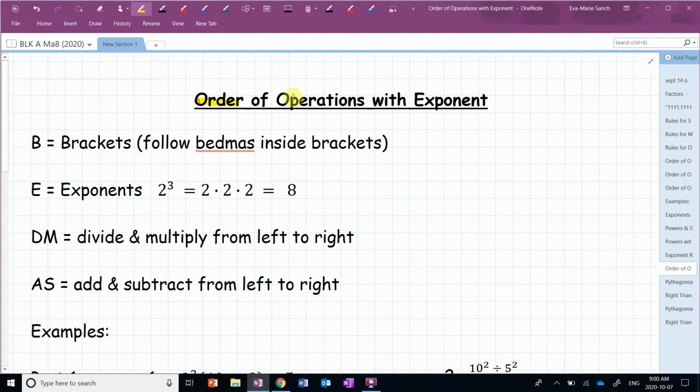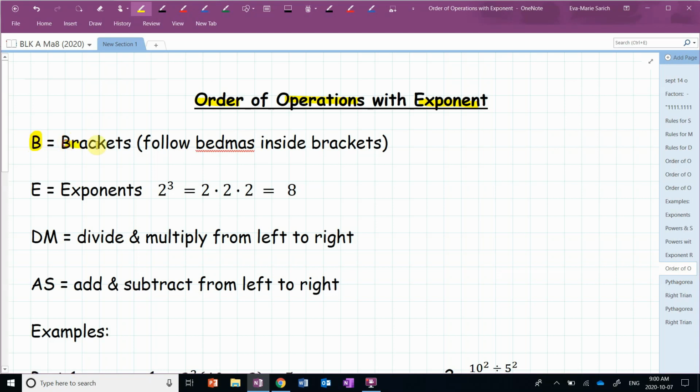Today we're on order of operations with exponents. We've done quite a bit of work on order of operations, but I saved the exponent part till after we'd practiced exponents a bit. So reminding you, order of operations has a word, BEDMAS. That reminds us the order in which we do the calculations or the operations in math.